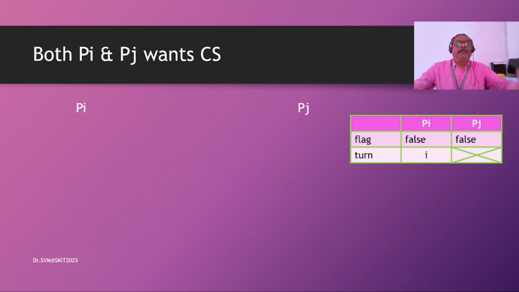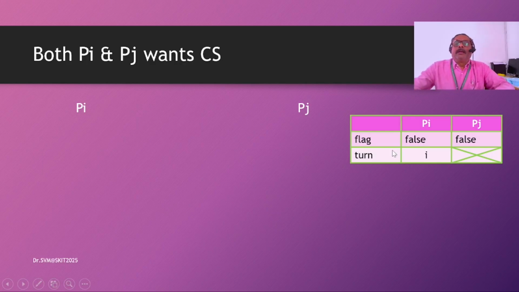Now imagine both want to enter the critical section. Pi wants to enter, Pj also wants to enter. So let's look at what can happen. Let's assume that these codes are executed, maybe interleaved. Some part of Pi is executed, then some part of Pj is executed, one after the other, in an interleaved way. Because there is only one processor, at any given time either Pi's line or Pj's line will be executed. So let's assume that they are running in an interleaved manner.